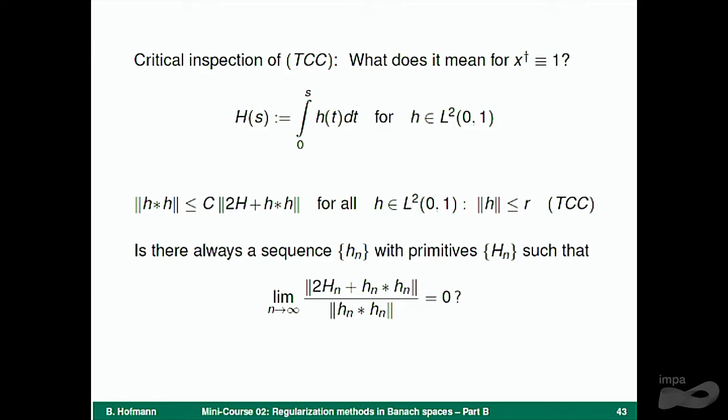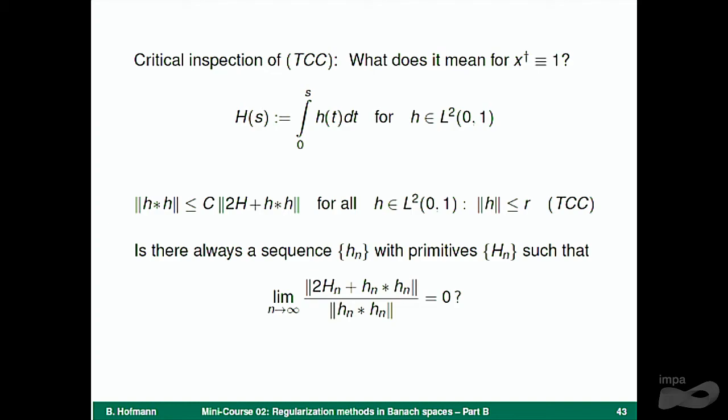In order to understand it a little bit simpler, let's take x dagger as the identical one function, from 0 to 1, always 1. Then you can write it so. This is the primitive in capital H, and small h is the difference of the function. The tangential cone condition denotes that this autoconvolution of this small h, with h smaller than r in the norm, must be smaller than this primitive 2 times plus this, for all h in such a radius. So to show that this never can occur, it would be enough to show that there is always a sequence h_n such that this limit goes to 0.